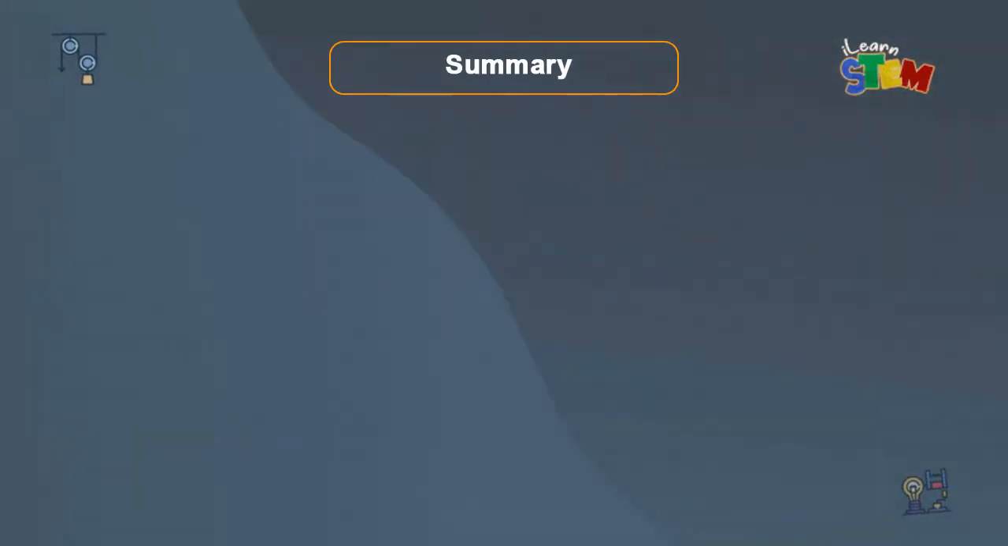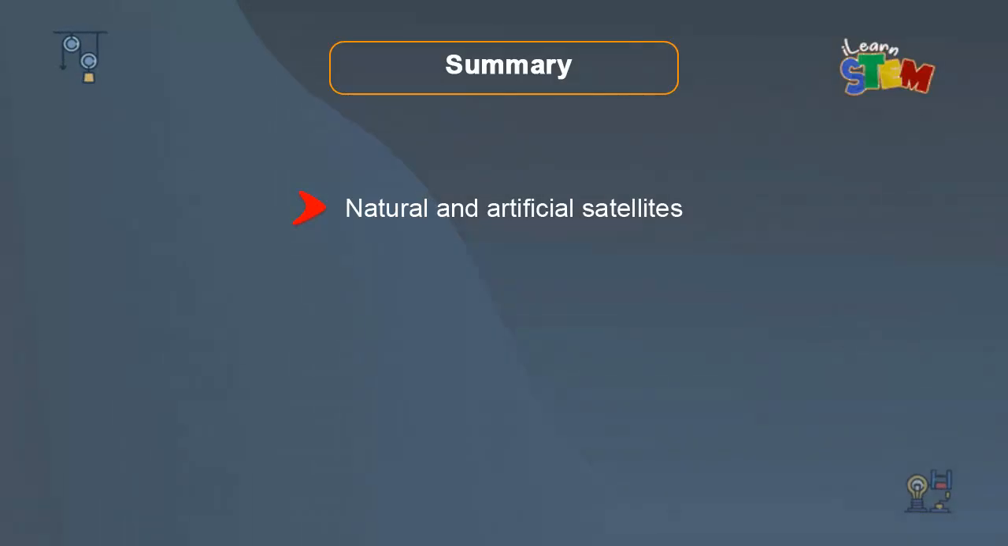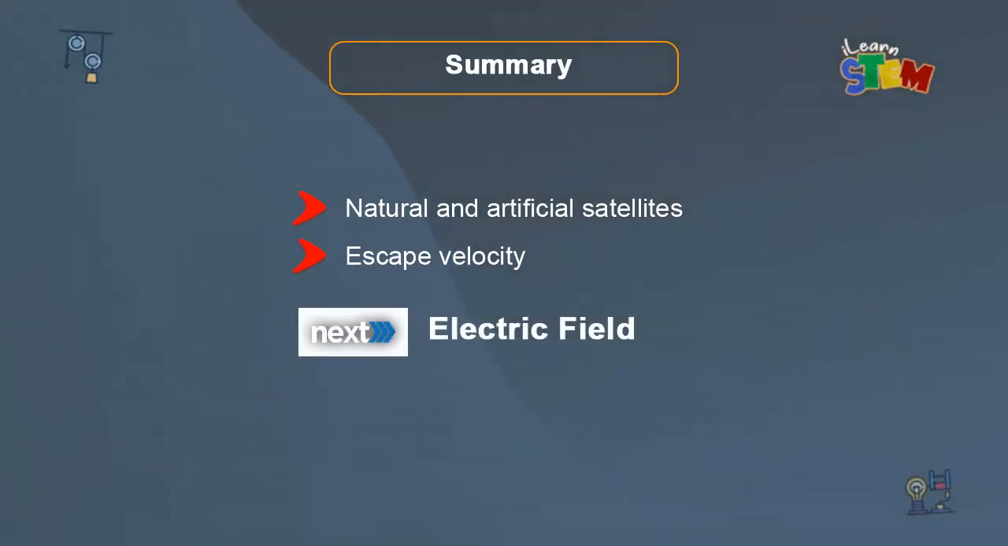In summary, we delved into the fascinating topics of natural and artificial satellites, as well as the concept of escape velocity. I hope you found the session both engaging and informative. In our next class, we'll move on to explore the concept of the electric field.